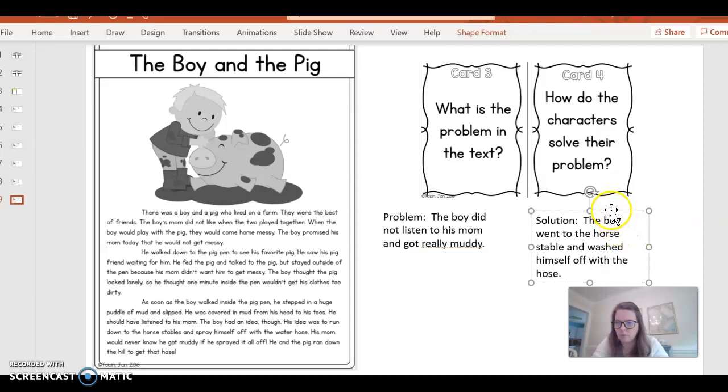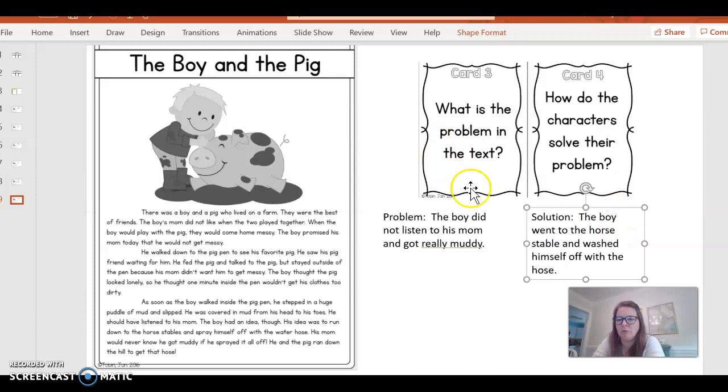And there we go. So all we did today was we added what was the problem in the story and how did the character or characters solve the problem. All right, so now on the next slide, you are going to try a story on your own.